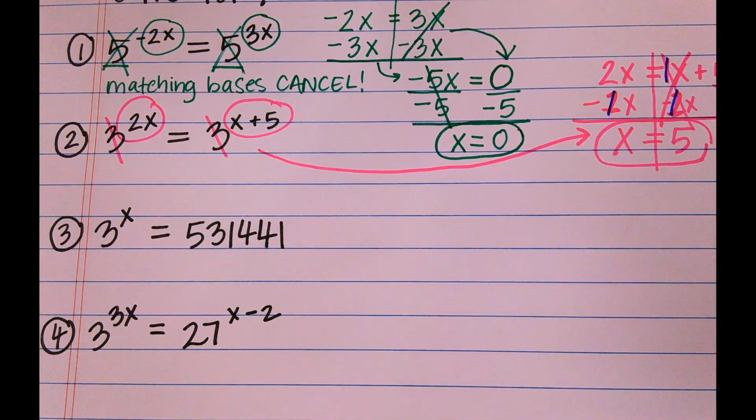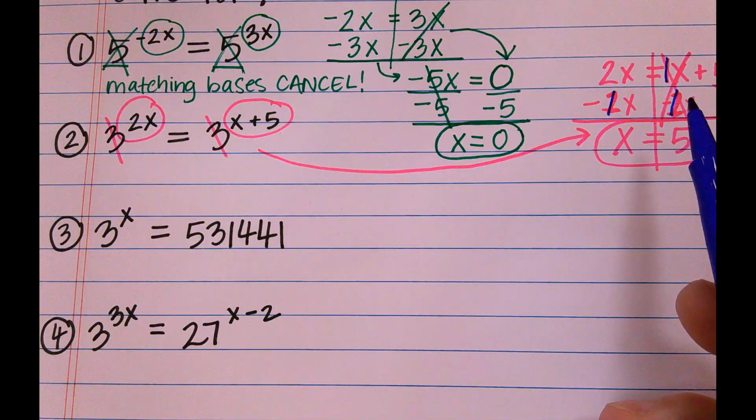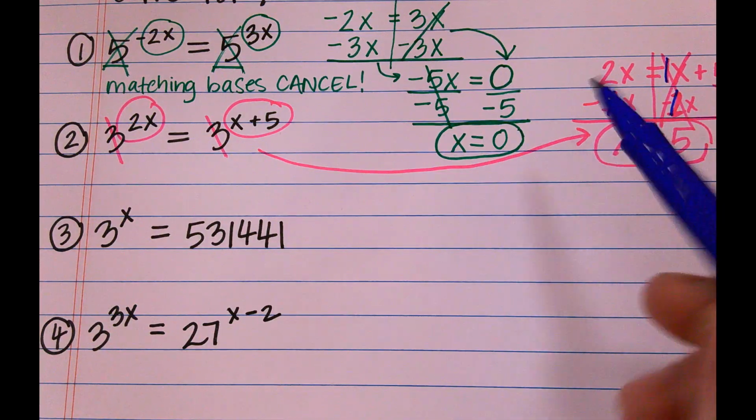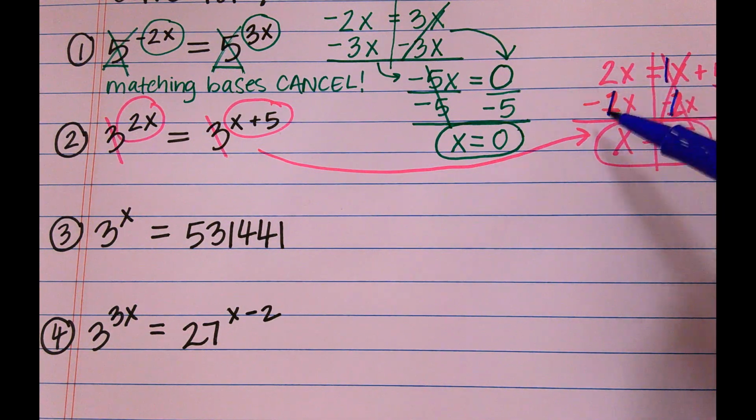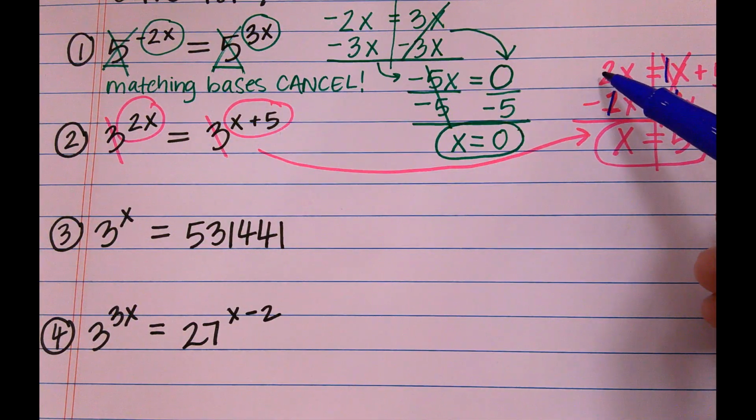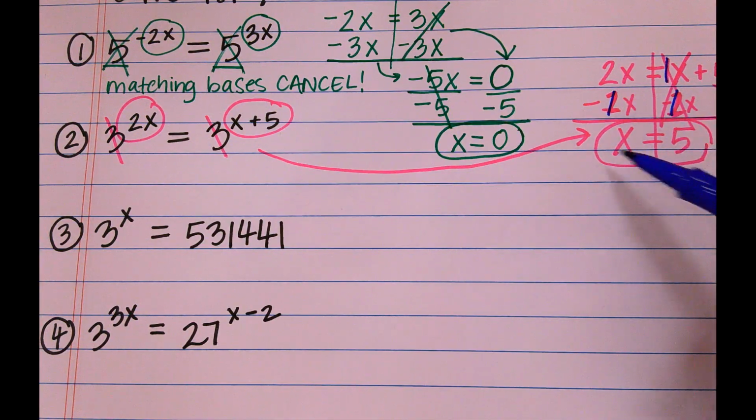So do I always cross that out? Do you cross the 2x and the 1x out, or do we just leave as is? We leave it as is because they don't cancel. We're just subtracting that 2x. We take 1x away. We're left with just 1x after.